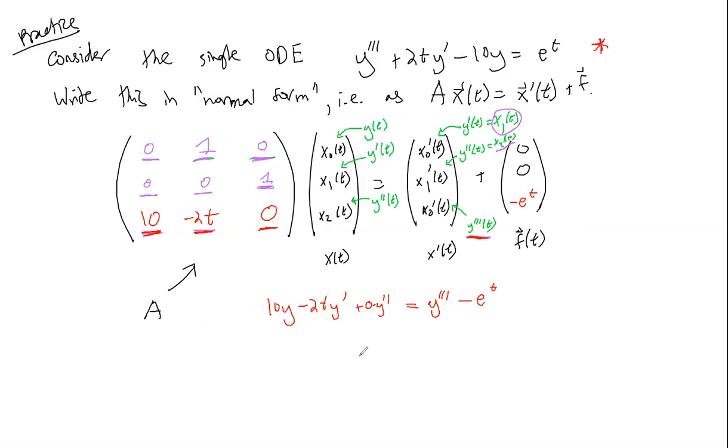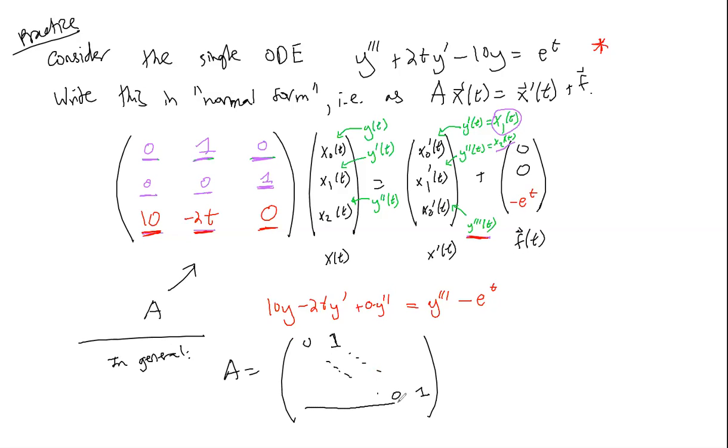So just some practice on converting a single ODE to normal form. In general, A is going to be mostly zeros and ones. It's going to be 1 all the way to the end, 0 on the diagonal, and then this bottom row is going to be where you use the differential equation.